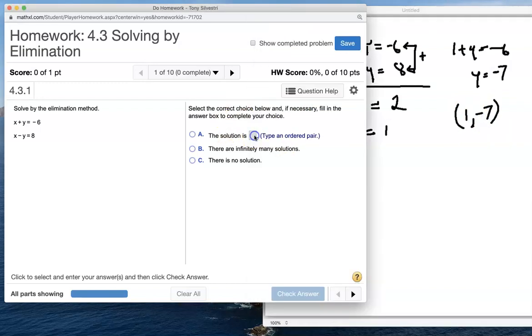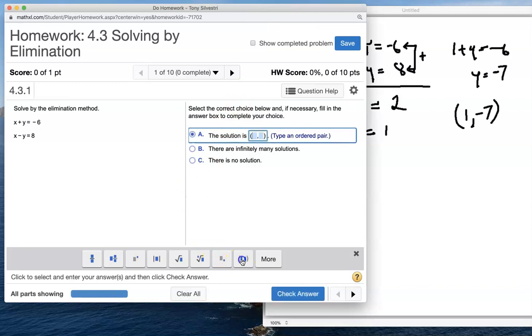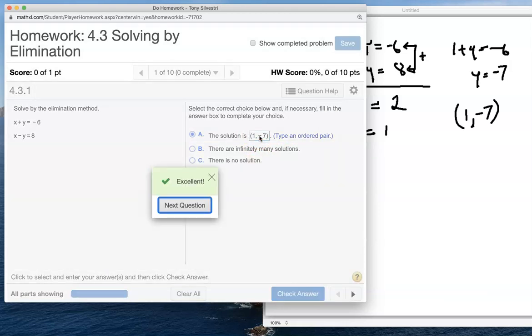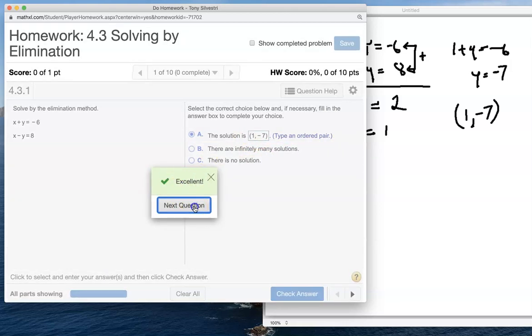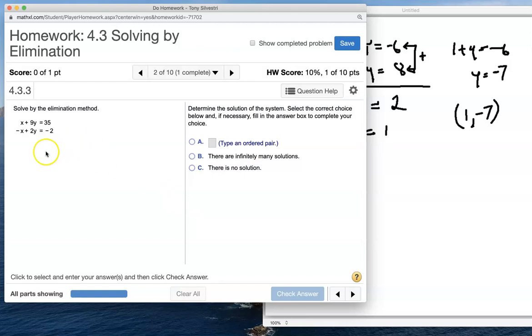Let's put that right in there. Type an ordered pair, will do: 1 and a negative 7. Hit enter. Fantastic. I'm feeling good. Got a green box. Now, you know what? I'm going to let you do this one.